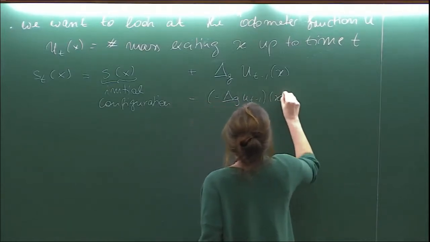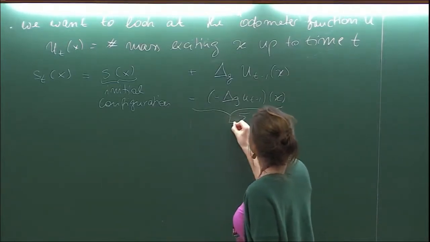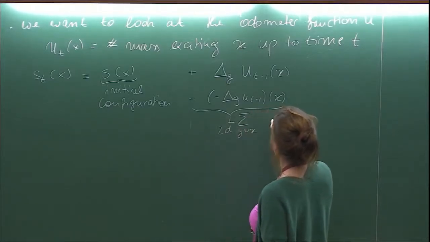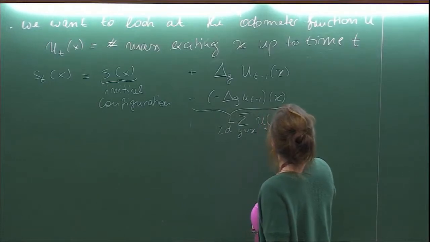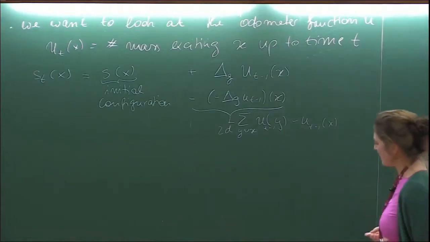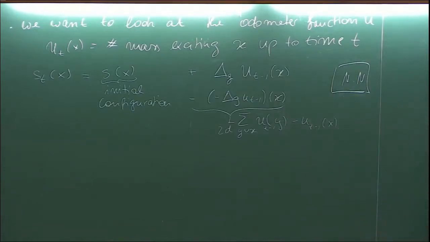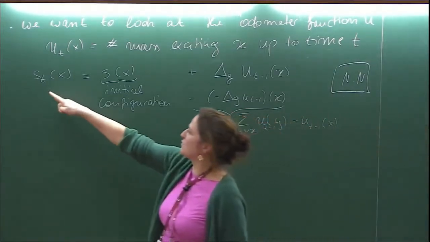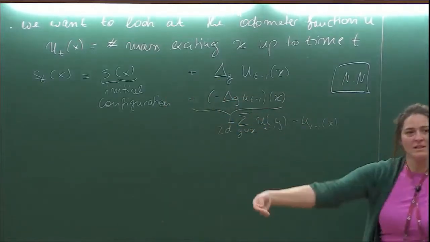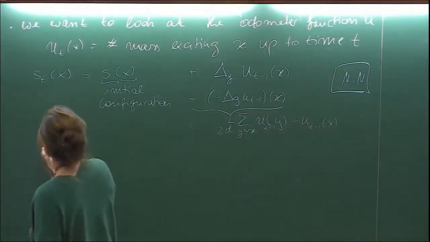Minus 1 x, which is just the sum, so I'm normalizing it, over y nearest neighbor to x of u_{t-1}(y) minus u_{t-1}(x). So this is for the nearest neighbor case. Okay, so for the nearest neighbor case, you can easily express the configuration after time t as the initial one, plus I'm adding and subtracting everything which was flowing in and flowing out. Okay?